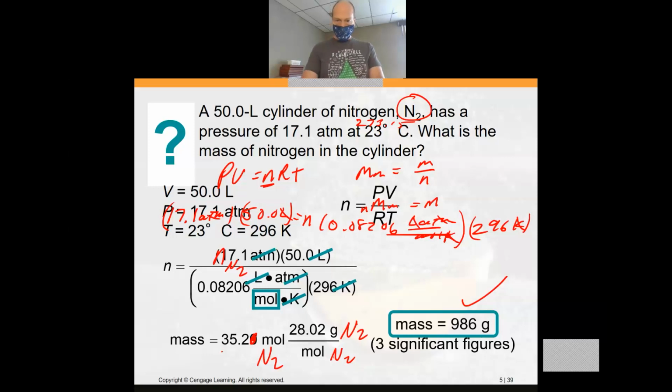All right. So there's going to be PV is equal to nRT. You're going to have to solve for P. You're going to have to solve for V. You're going to have to solve for N. Possibly you have to solve for T. That's kind of rare.